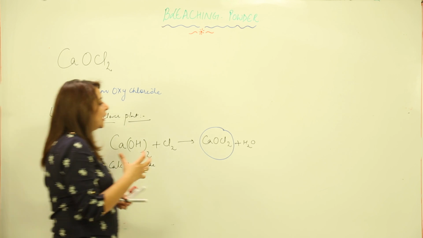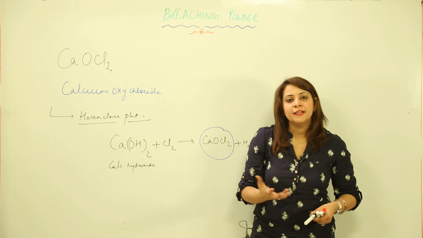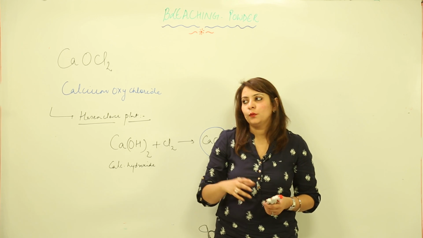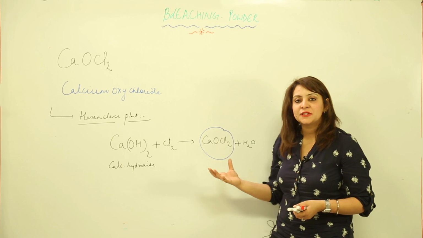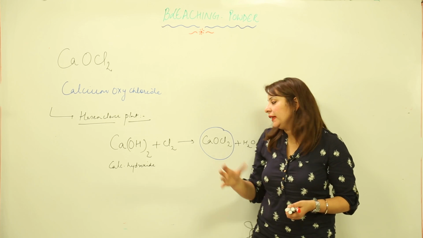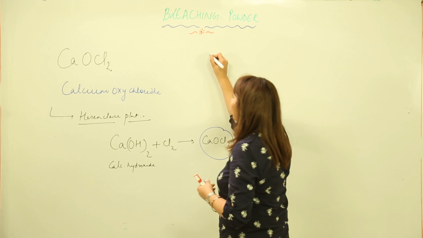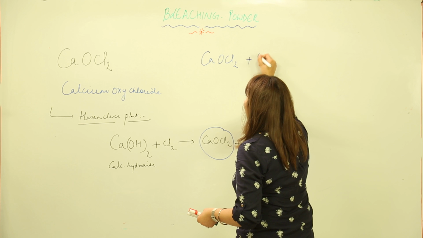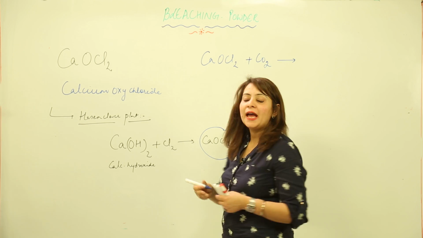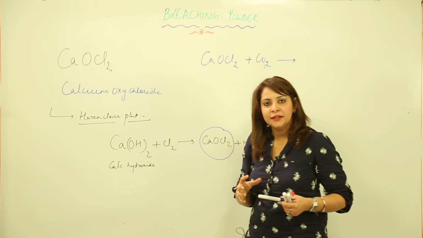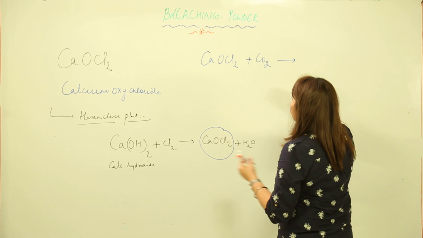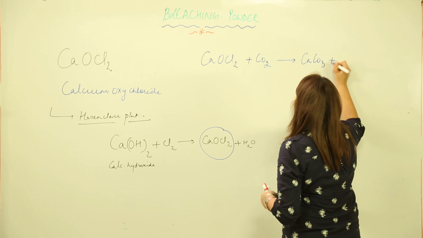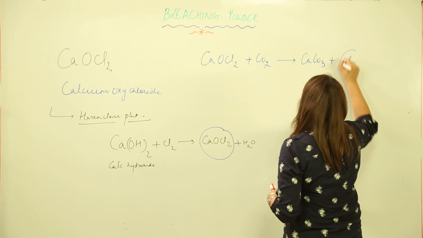Now you know how it looks. Again, it is a powder, a crystalline solid. And you often get a question: what happens when this kind of chemical substance is kept in air? When it is left in air, it reacts with the carbon dioxide present in air, and it forms CaCO3, and along with that we get Cl2.